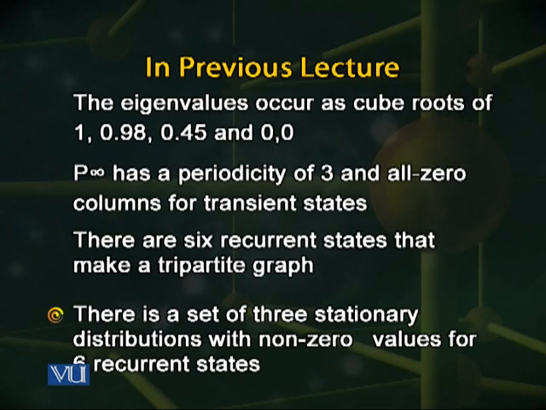So in the long run, the 5 transient states will have probabilities of 0, but the 6 recurrent states will have 3 stationary probability distributions, and these distributions will be assigned in a circular manner, 1, then 2, then 3, then 1 again. So all these things are expected from a Markov chain which has some transient states and some recurrent absorbing states, but these absorbing states are forming a tripartite graph.